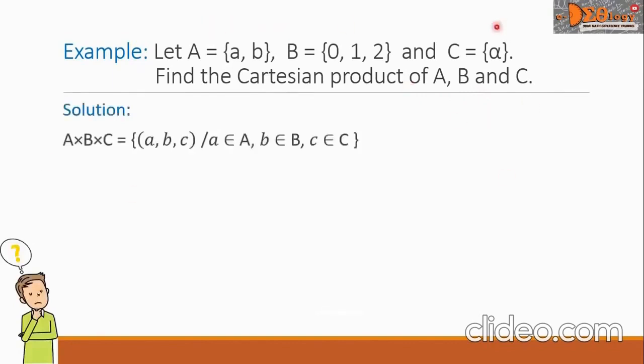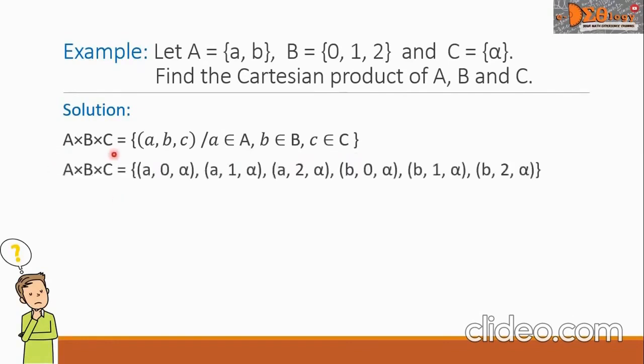So we have three sets here, and we write A times B times C. And the elements will be of this form: (a, b, c), such that a is an element of set A, b is an element of set B, c is an element of set C. So for our Cartesian product, the elements are here.